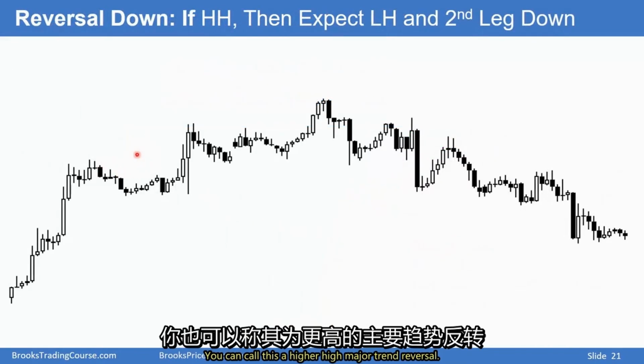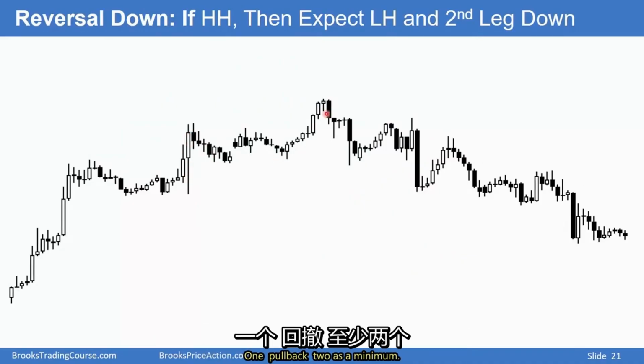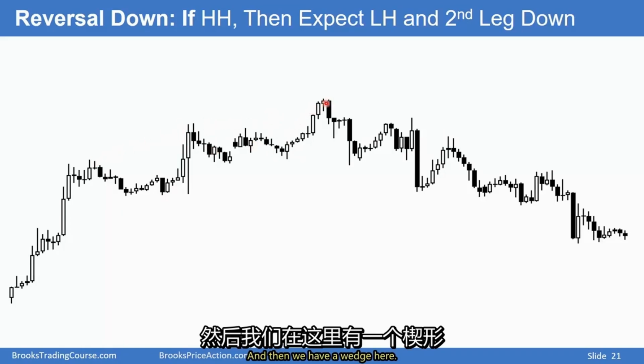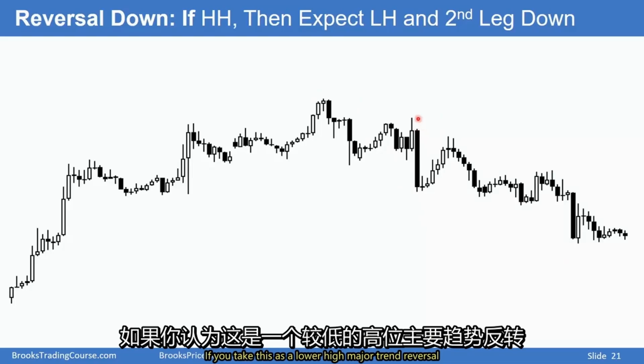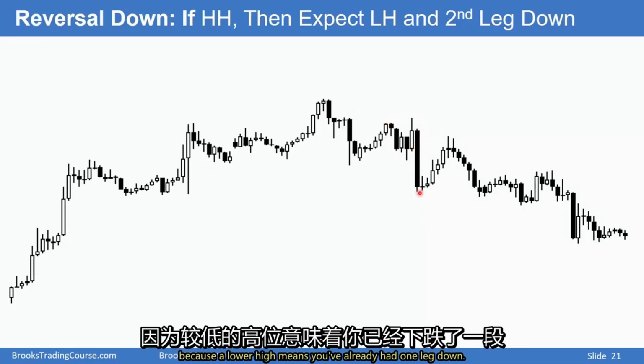Here we have a higher high major trend reversal, strong breakout, not good short. We have another top attempt here, so it's a wedge, 1, 2, 3. You can call this a final flag. You can call this a higher high major trend reversal. In any case, you're looking for 2 legs down, 1 pullback, 2 as a minimum. If you take this as a lower high major trend reversal, your minimum objective is only 1 more leg down because a lower high means you've already had 1 leg down.